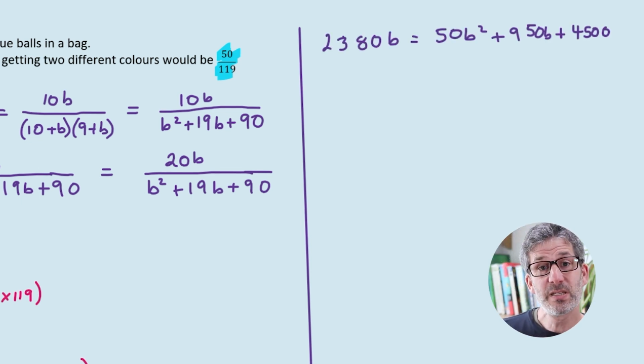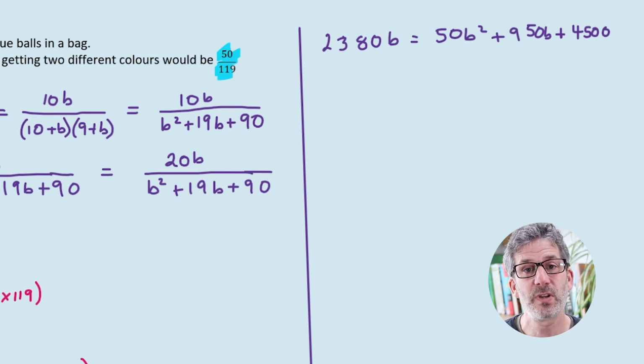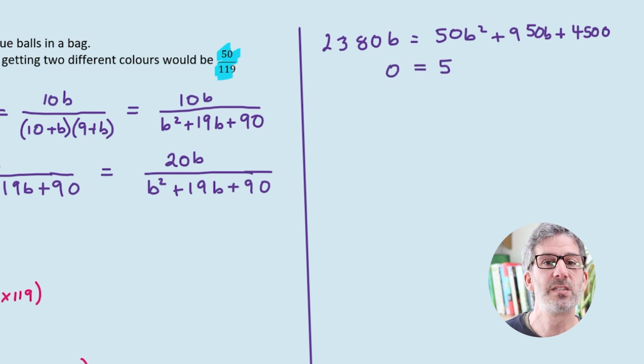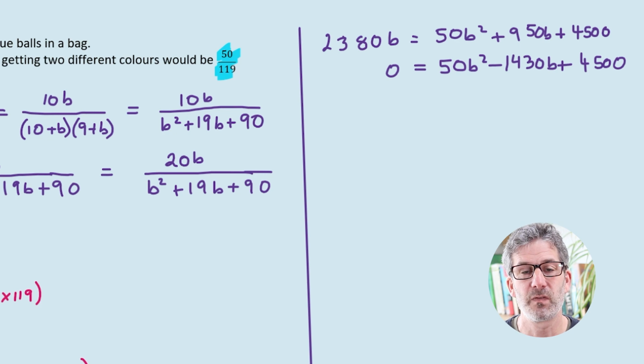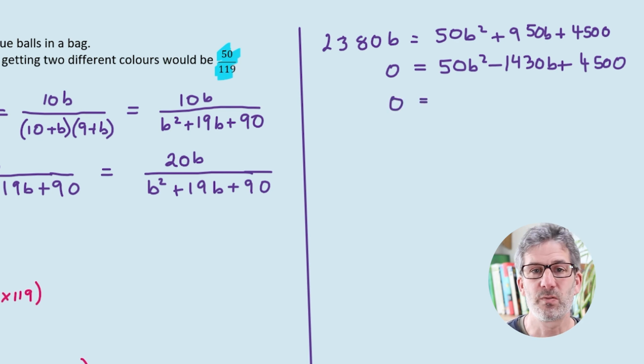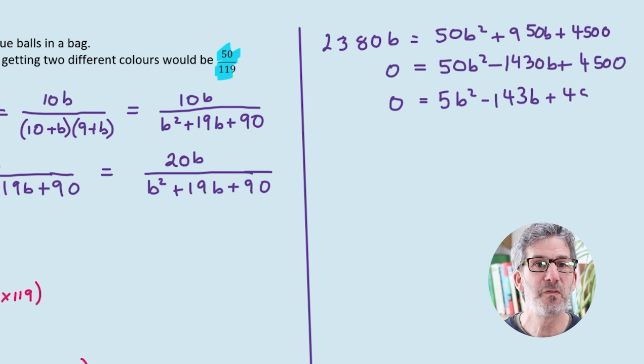So we're nearly there, but it's still not equal to 0. So to do that, let's subtract 2,380b from both sides. That gives us 0 is equal to 50b squared minus 1,430b add 4,500. And we can simplify this a bit by dividing everything by 10. That gives us 0 equals 5b squared minus 143b add 450. Now we can solve the equation.